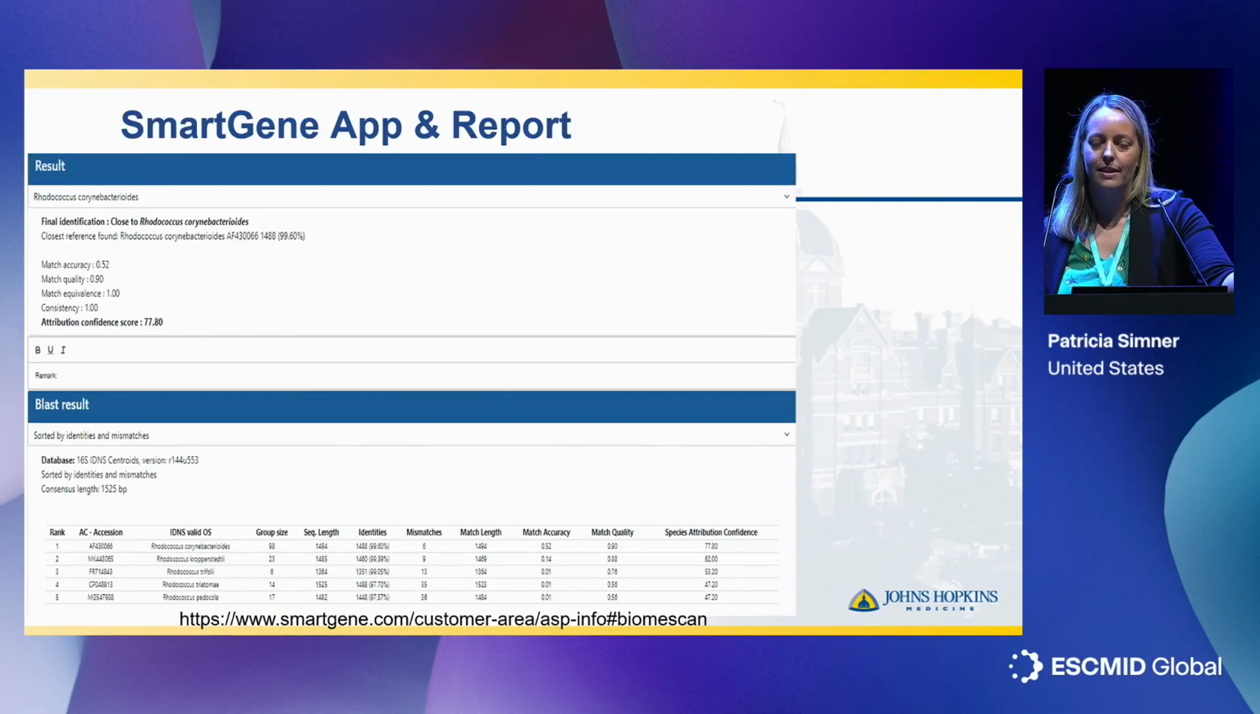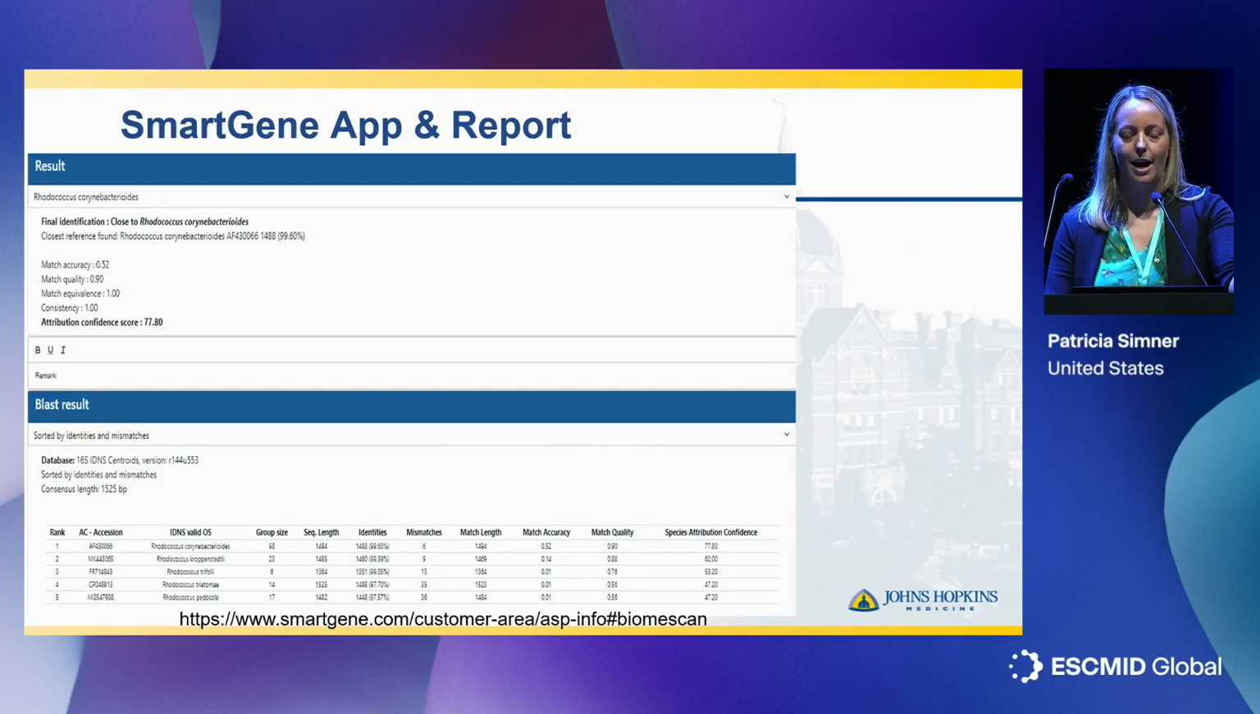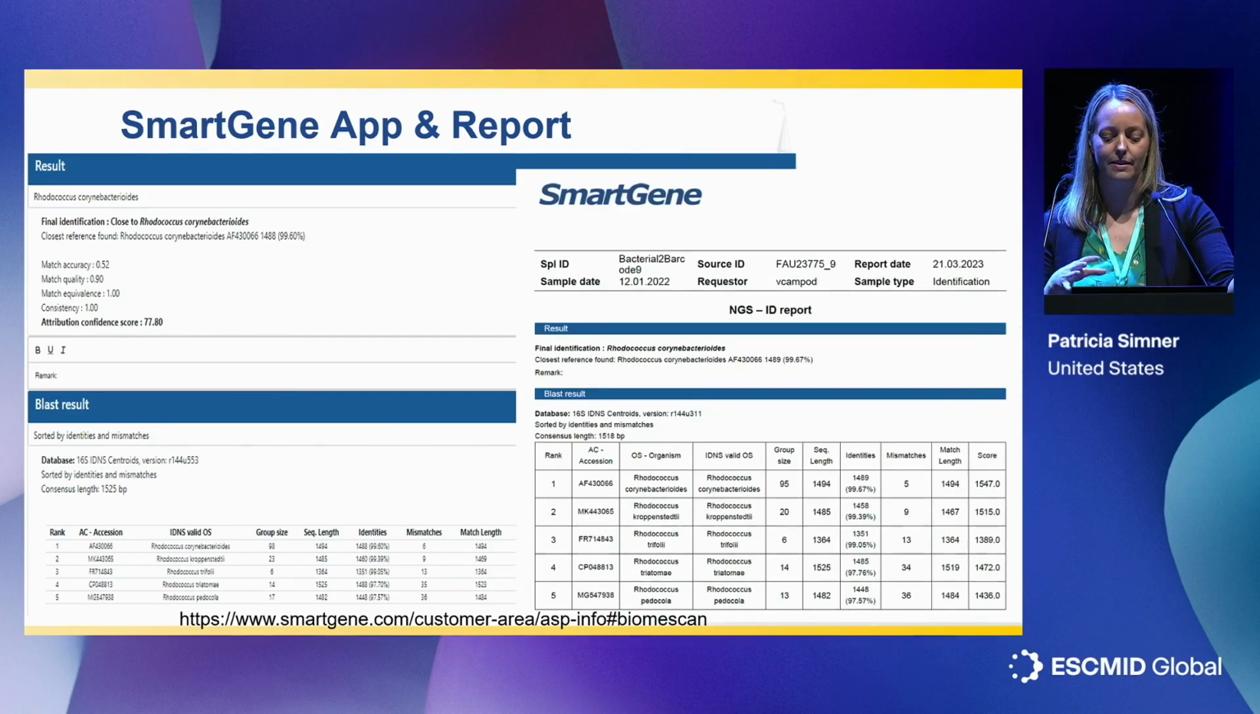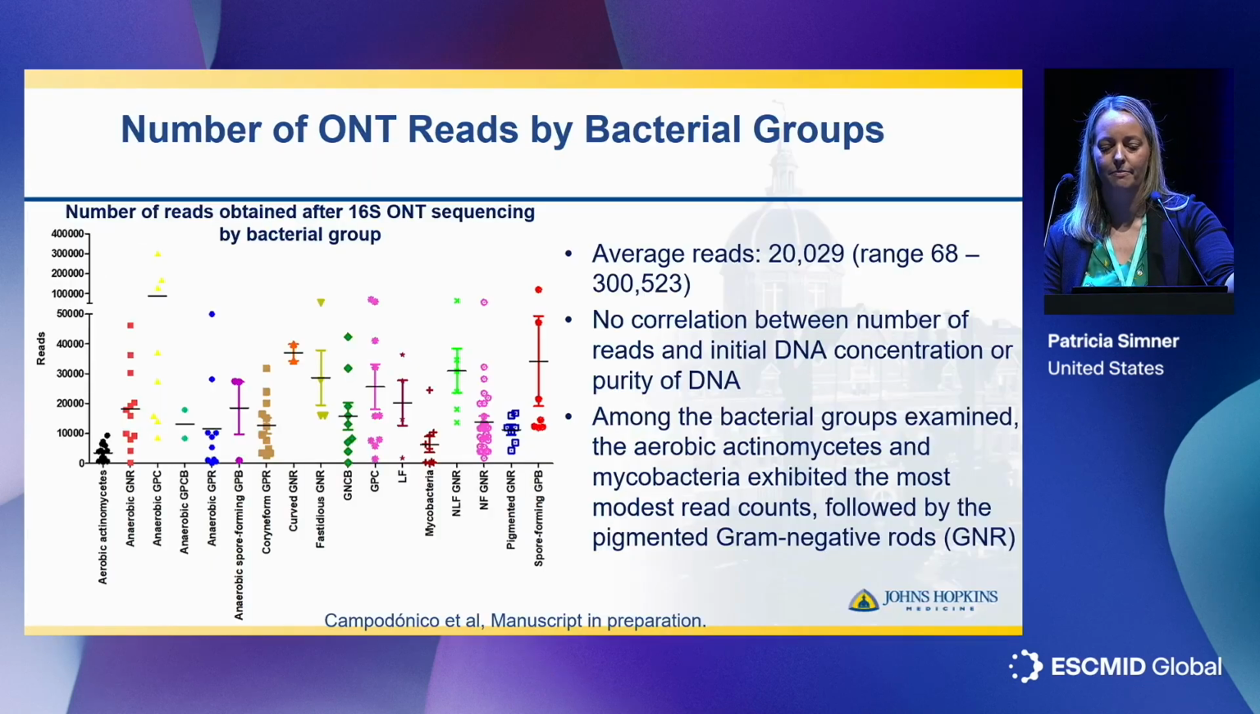And so this is just an example report of the SmartGene app. I'm not going to go into too many details here, but this is the app in the cloud-based system. But you also get a report that's generated that will provide the closest identification of your organism, so Rhodococcus here, and then the top 5 matches. It gives you your percent identities and mismatches based off of a consensus building process.